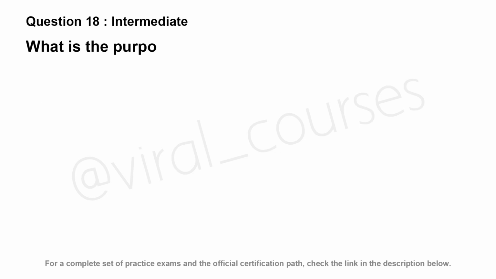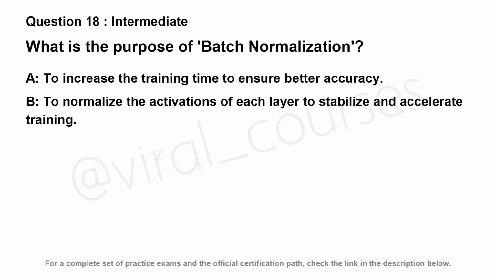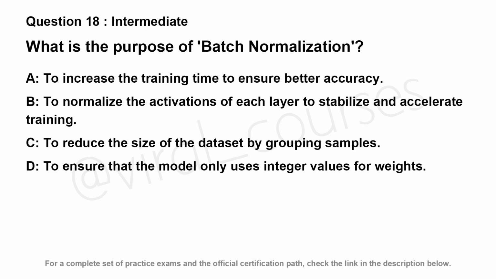What is the purpose of batch normalization? Option A, to increase the training time to ensure better accuracy. Option B, to normalize the activations of each layer to stabilize and accelerate training. Option C, to reduce the size of the dataset by grouping samples. Option D, to ensure that the model only uses integer values for weights.